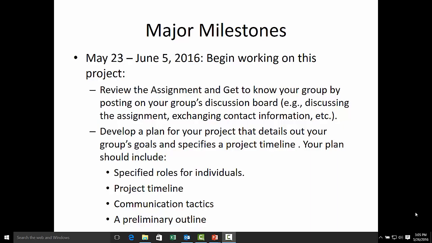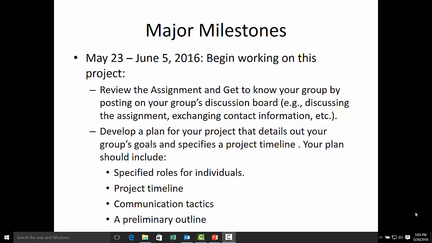I'd also like your project plan to address your communication tactics. What are your group's favorite ways to communicate? Are you sharing phone numbers? Are you going to text with each other? Do you have emails other than your GSU email that you're going to be using?